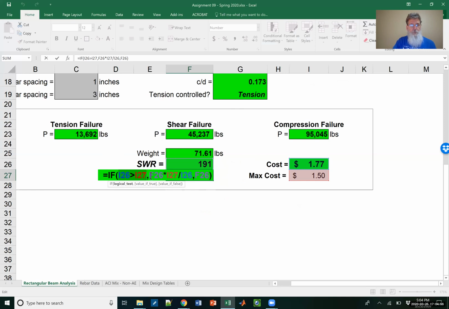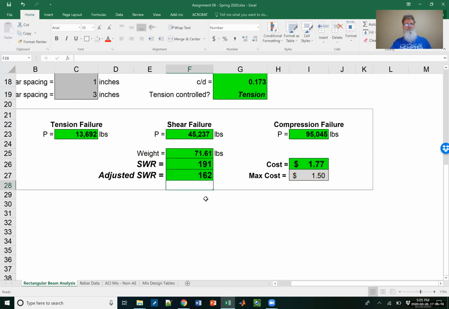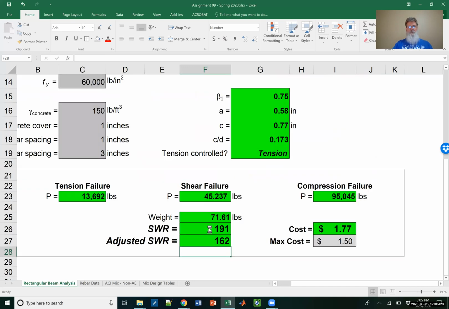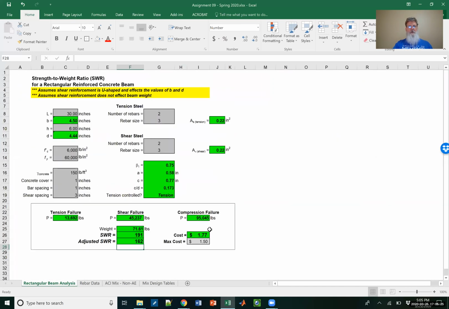And if that's true, you do the second argument, and that's the way we compute it. We take the strength to weight ratio, F26, times max cost divided by cost. And of course, if you don't have a penalty, if your cost is below the max, you just take the strength to weight ratio, which is F26. And there you go. That's all there is to it. So I'll shrink this back down to regular size.